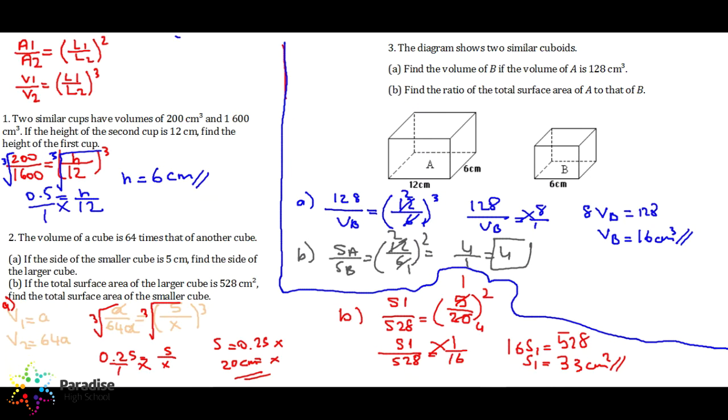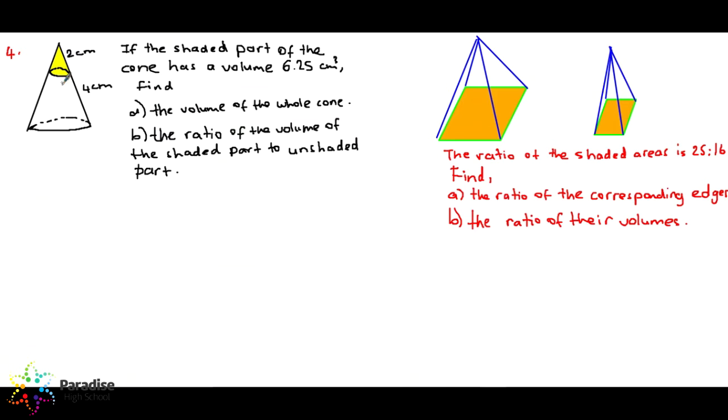Let's look at some other questions. There are beautiful questions here. All right, let's look at this question now. We've got a cone here, and there is a section of the cone, which is a smaller cone. If the shaded part of the cone has a volume of 6.25 cubic centimeters, find the volume of the whole cone.